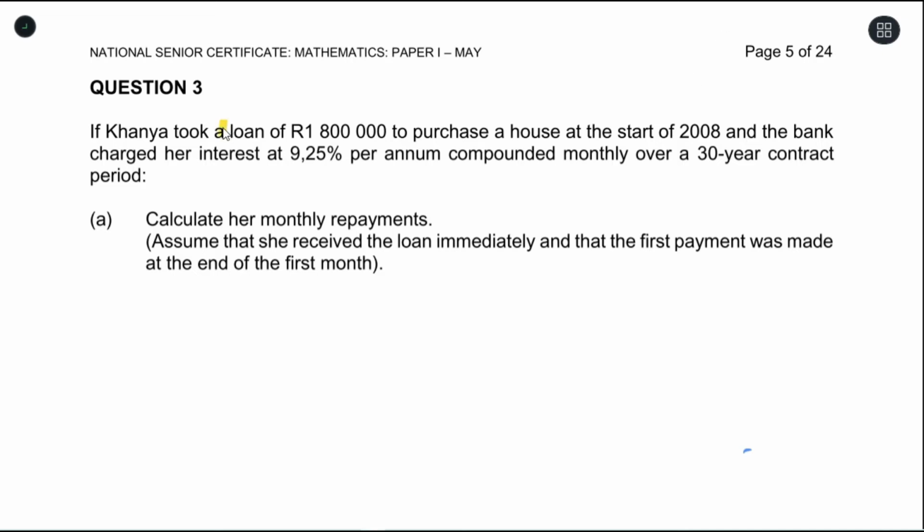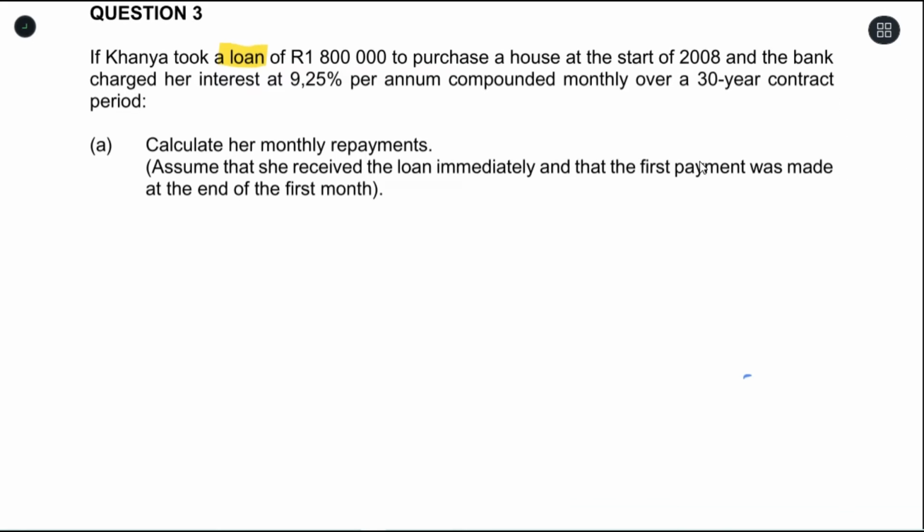Okay. Now, because we are working with loans, we understand that we have to use present value, right? Present value annuity. Now, present value represents the amount of money I'm going to get right now, and I would be returning the money as a monthly repayment over a period of time. Now, the present value is going to be 1.8 million.